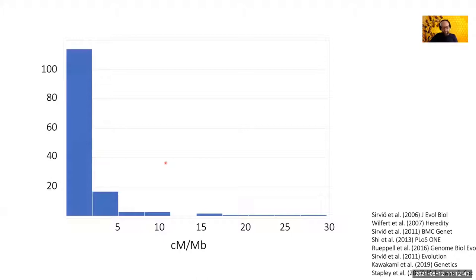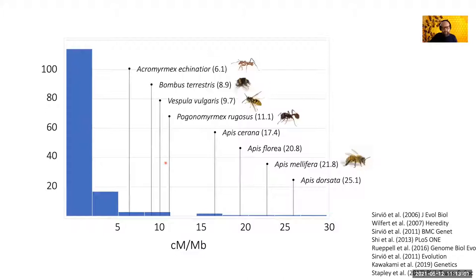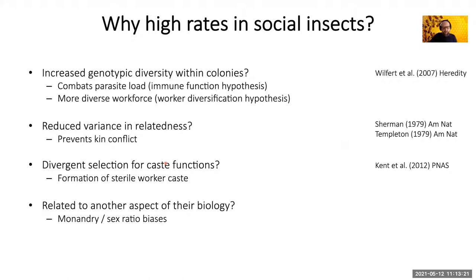This is a graph which shows variation in recombination rates among animal taxa, which has a long tail. You can see that among these species with extreme recombination rates, we find all of the Apis that have been measured, which are all social insects, and then other social insects, which are also found with above average levels of recombination rate, suggesting that sociality, or all social insects, have extreme recombination rates. So why do they have these extreme rates?